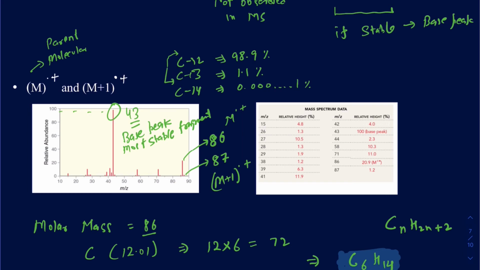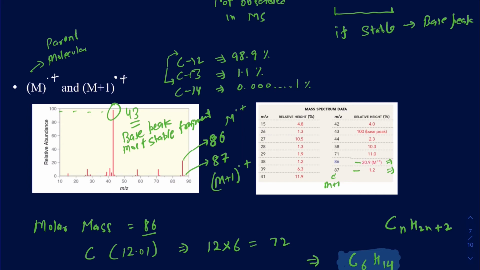So I'm going to be focusing on 87, and we're going to be focusing on 86. 86 and 87, these are the percentages for those. So remember, this 87 is going to be M+1, and 86 is M plus radical, a cation radical.